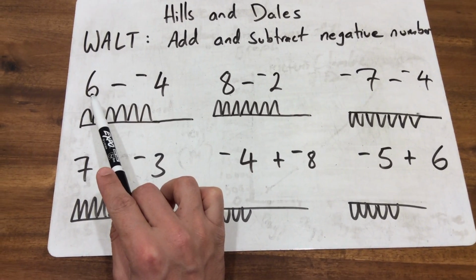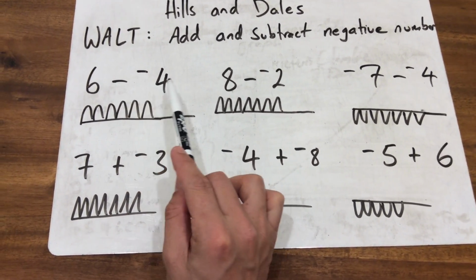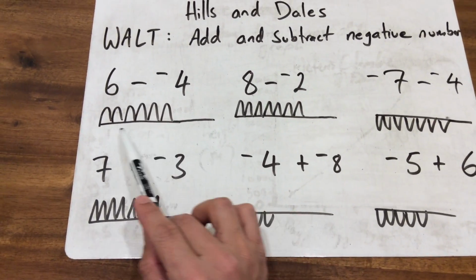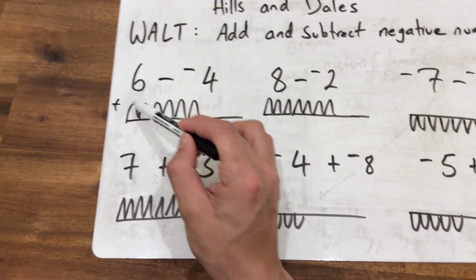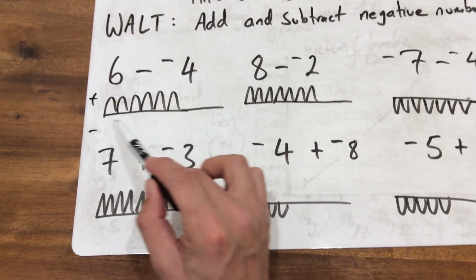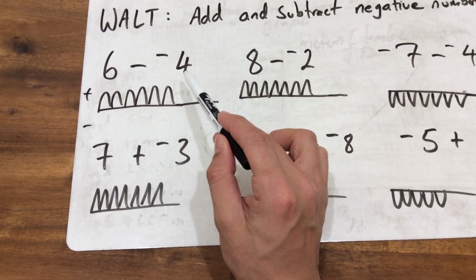We've got positive 6 minus negative 4. So when we come into here, we want to take away negative 4. There are actually no negatives. The top is our positive, and the bottom part of our little diagram here is our negative. So there's no negatives in this part here, so I'm going to have to make some negatives.